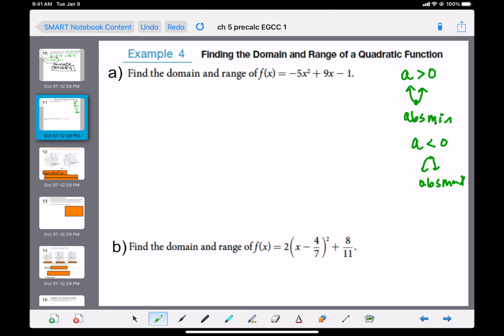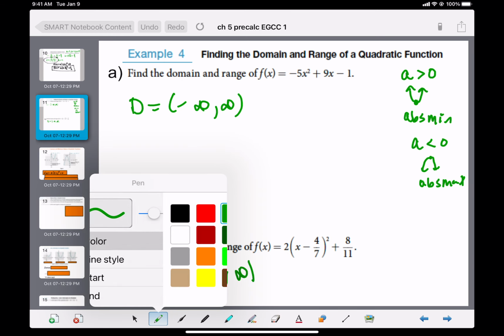Okay. The domain of any quadratic is always all real numbers. You don't even have to think about it. I don't have any restrictions on what I'm allowed to put in. So the domain of this is negative infinity to positive infinity. The domain of this is negative infinity to positive infinity. There are no restrictions on what I am allowed to plug into a quadratic or any polynomial for that matter.